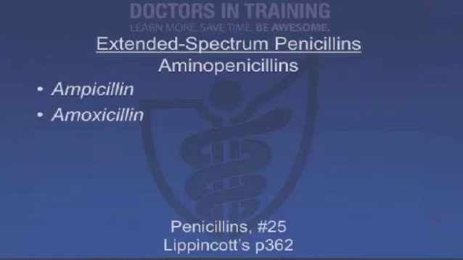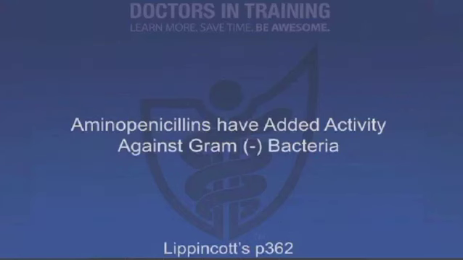So when these anti-staphylococcal penicillins were developed, what they did is increase the potential use of these penicillins against staphylococci, particularly the ones that produce penicillinase. But they still didn't have gram-negative coverage. And so what we see here is that the extended-spectrum penicillins were developed. These are also called the aminopenicillins, and they include ampicillin and amoxicillin. Now, these drugs have a spectrum that's similar to penicillin G, but have added activity against gram-negative bacteria.